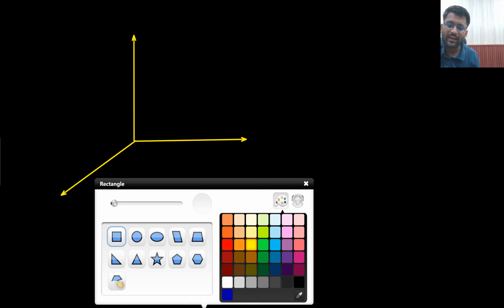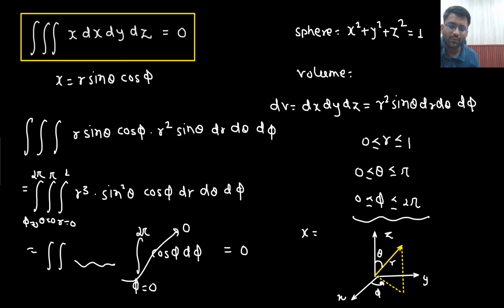So one error I made was that I took theta from 0 to pi, but theta will be from 0 to pi by 2, because only in the upper half it is available. Pi by 2 to pi would be in the negative half of z, which is not even available. Phi will be from 0 to 2 pi only, and r will be from 0 to 1 only. Although the answer will not change, it will still remain the same.